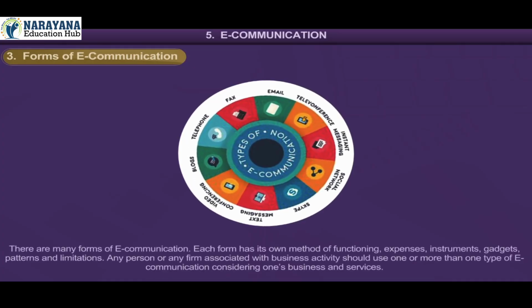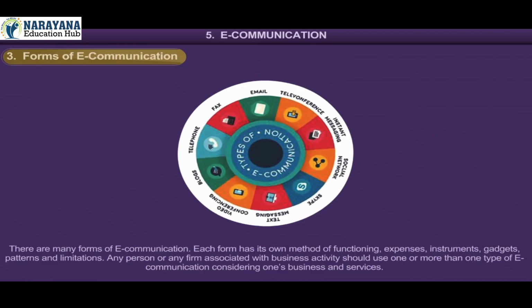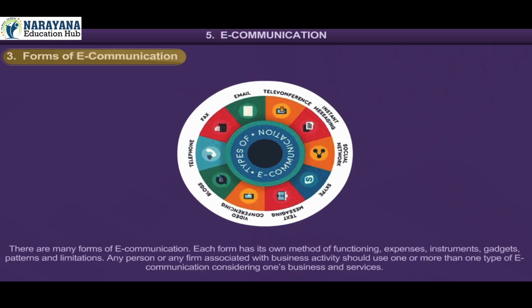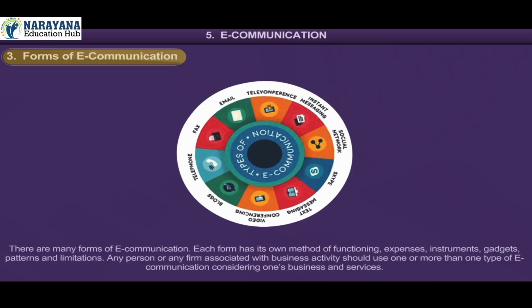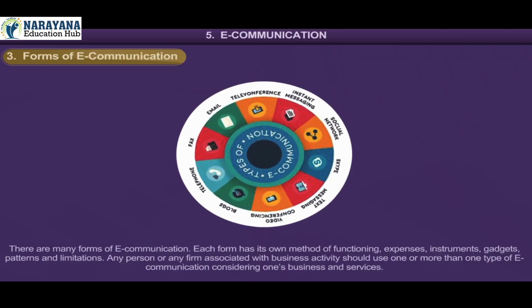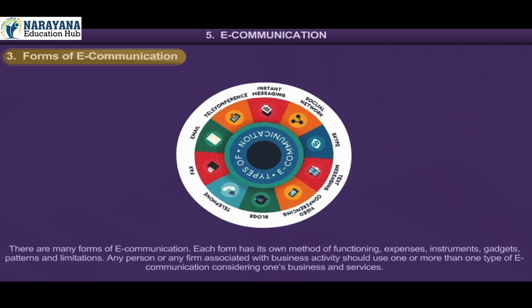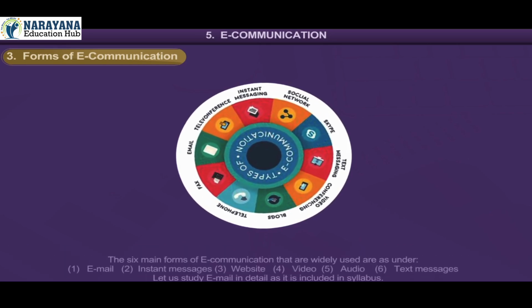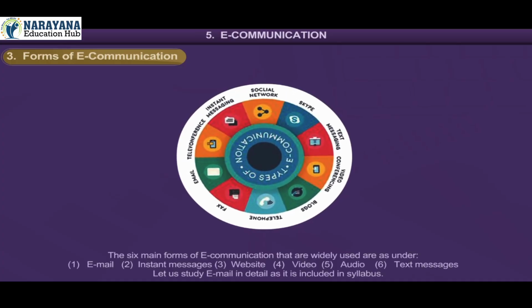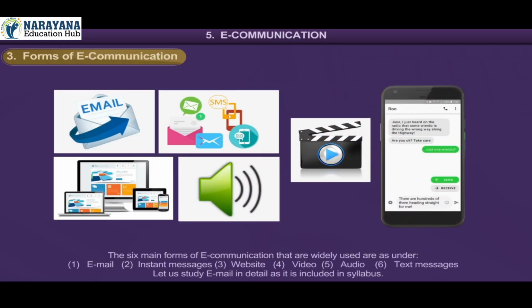There are many forms of e-communication. Each form has its own method of functioning, expenses, instruments, gadgets, patterns, and limitations. Any person or any firm associated with business activity should use one or more than one type of e-communication considering one's business and services. The 6 main forms of e-communication that are widely used are as under. Number 1. Email. Number 2. Instant messages. Number 3. Website. Number 4. Video. Number 5. Audio. Number 6. Text messages. Let us study email in detail as it is included in the syllabus.